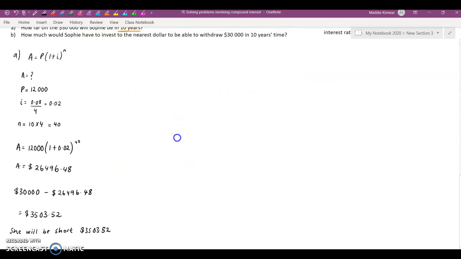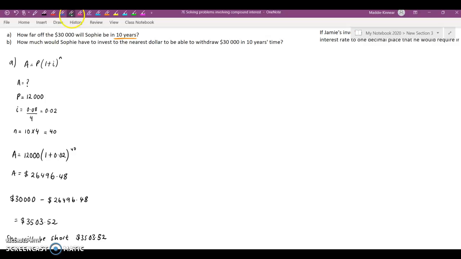To get there, we're going to have a look at our formula to begin with. The question is basically asking us to figure out the value of P that would lead to a value of A of $30,000. So we want to end up with that amount. Our interest rate is still going to be 0.08 on 4 because that interest rate and compounding period offered by the bank hasn't changed. And our N is still going to be 10 times 4 because we're still compounding quarterly.